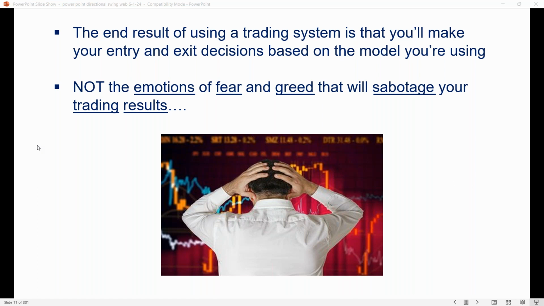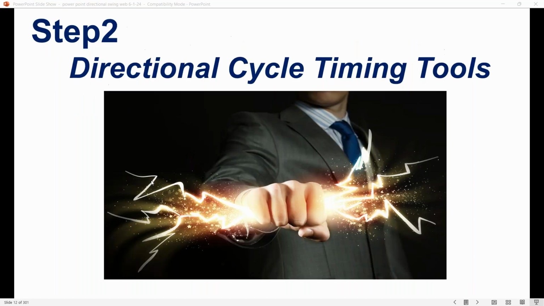Now, the end result of using a trading system is that you're going to make your entry and exit decisions based on the trading model that you're using, not your emotions of fear or greed that are going to constantly sabotage your trading results. It's always a problem mentally, psychologically, with traders; a lot of times we're going to overtrade, chasing trades, things like that. So you want to settle down, pull your emotions out of your trading, and that's why you need some kind of systematic approach to help you calm your emotions.